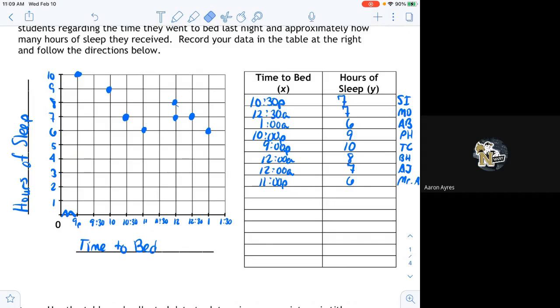I'm going to roll the dice. Okay? 3 times. I'm going to talk about direction and form.